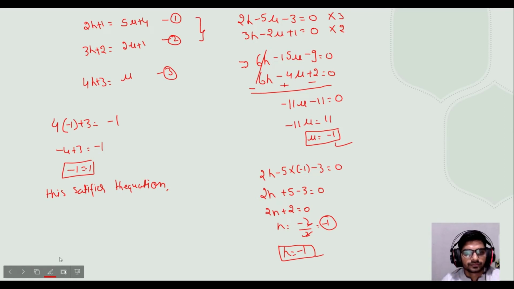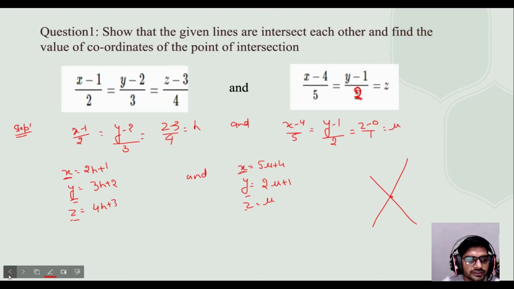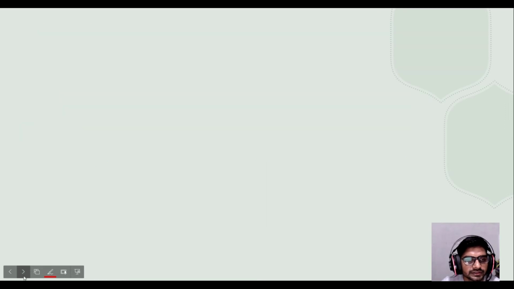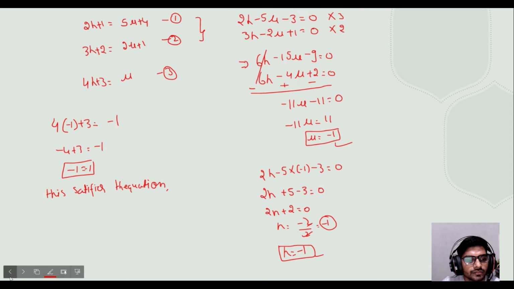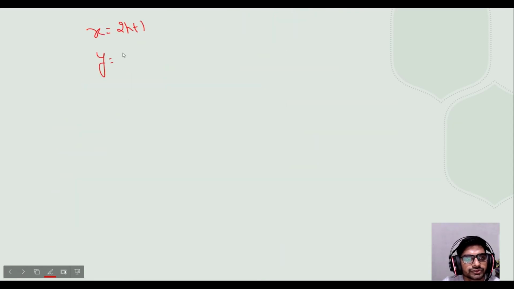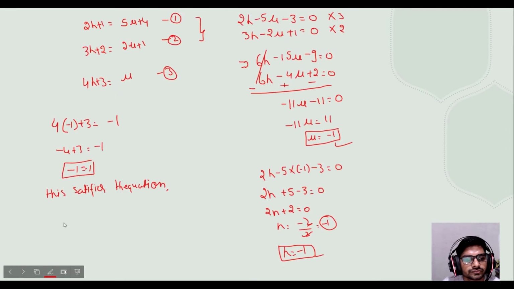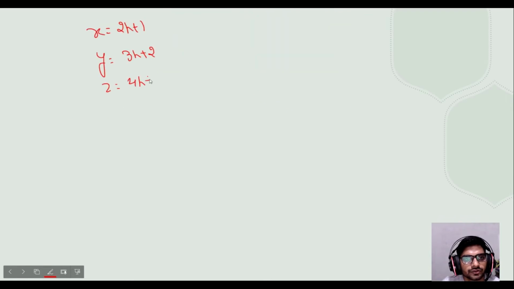So just put the lambda and mu value in either of these two equations. Okay, so in the first equation, what is the value of x, y, z? Value of x equals 2 lambda plus 1, y equals 3 lambda plus 2, and z equals 4 lambda plus 3. Okay, 4 lambda plus 3. Just put in the value of lambda.